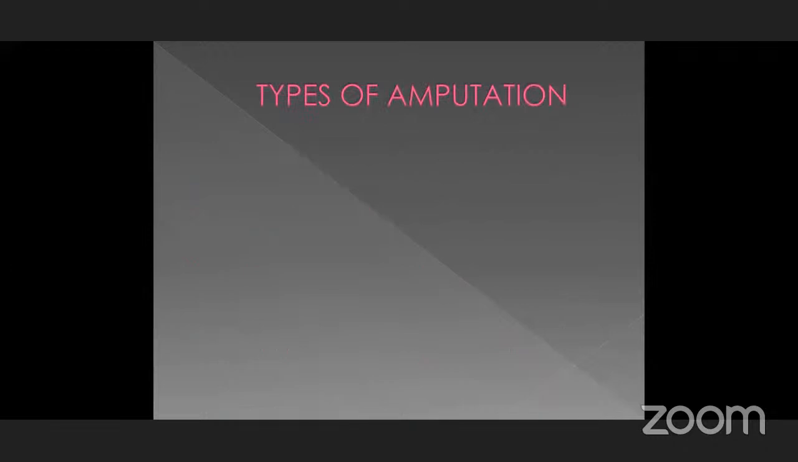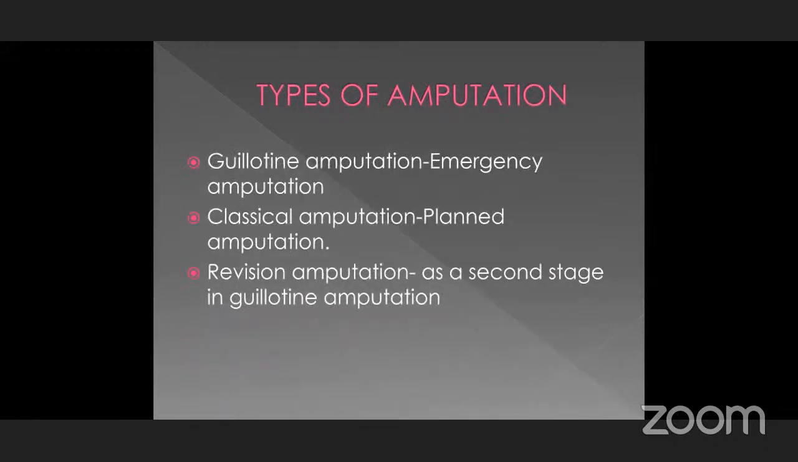What are the types of amputation which is done here? First one is guillotine amputation, also called emergency amputation. It is a life-saving measure. If someone has lost their leg in an accident, there will be loss of a lot of blood. So in an emergency, he is admitted to the hospital and undergoes a guillotine amputation, and the doctor amputates for the emergency purpose to save his life.